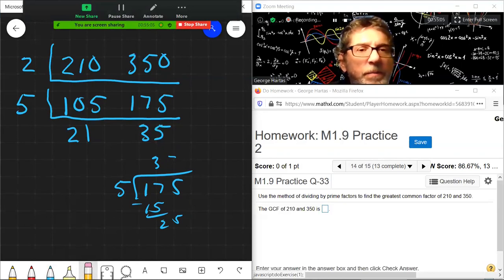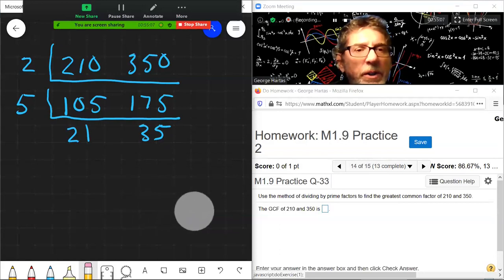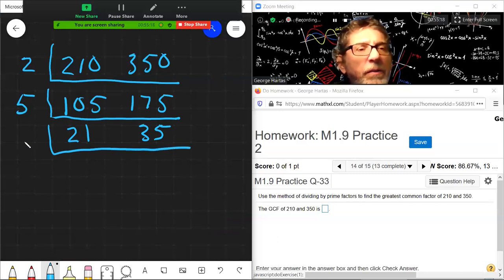All right, we're moving down the list here. So now we have 21 and 35. And now we have to ask again, is there a number that divides into 21 and 35? And the number I'm thinking about is 7, right? 7 does. So 7 divides into 21 3 times. 7 divides into 35 5 times.